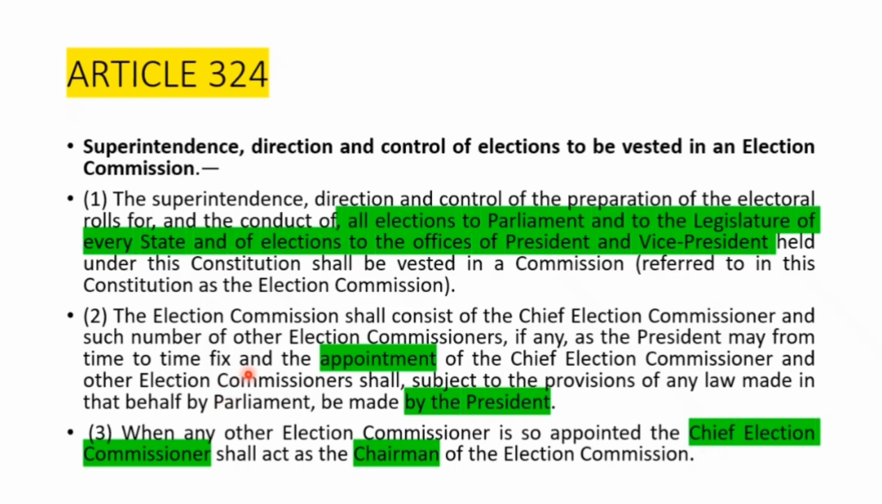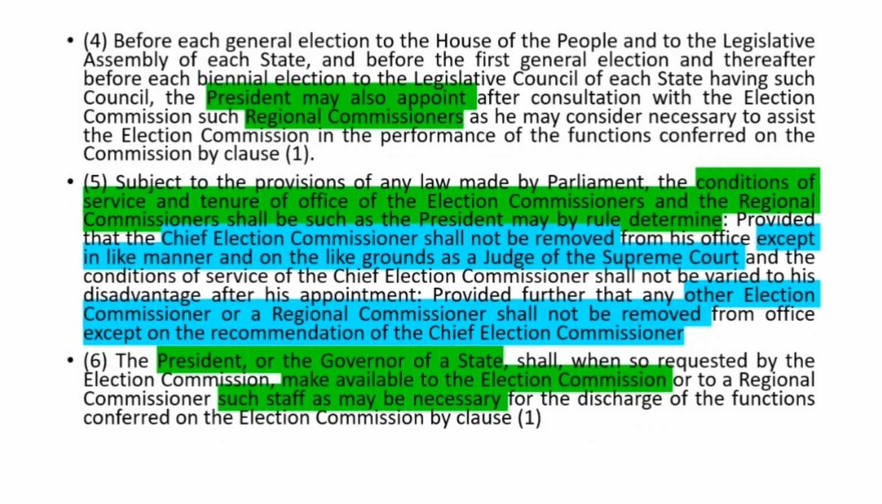Then in clause 2 it is said that the Election Commission shall consist of a Chief Election Commissioner as well as other Election Commissioners, and these persons are appointed by the President of India. So the Chief Election Commissioner plus the other Election Commissioners will constitute this Election Commission. And in clause 3 it is stated that the Chief Election Commissioner will act as the chairman of the Election Commission. And clause 4 says that the President may also appoint regional commissioners apart from the Chief and the other Election Commissioners.